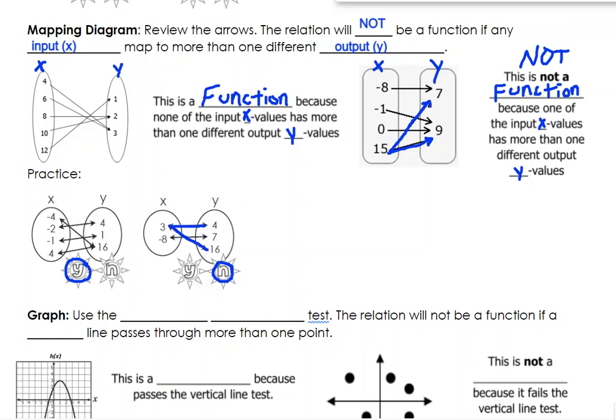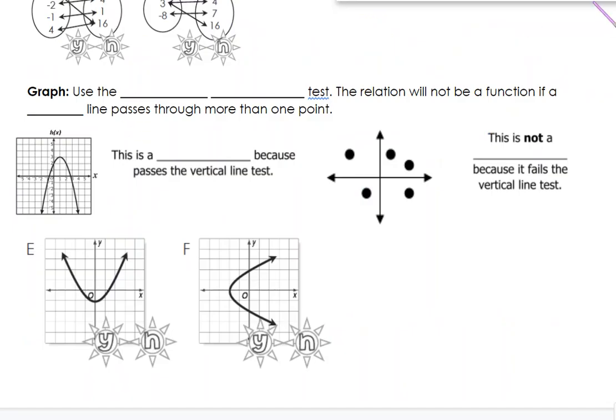All right, let's go on to graphing. When graphing, we want to do this thing called the vertical line test. And remember, a vertical line is straight up and down. A relation will not be a function if the vertical line passes through more than one point.